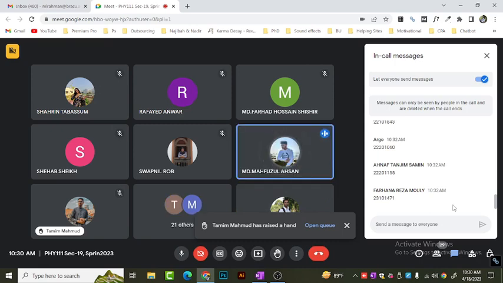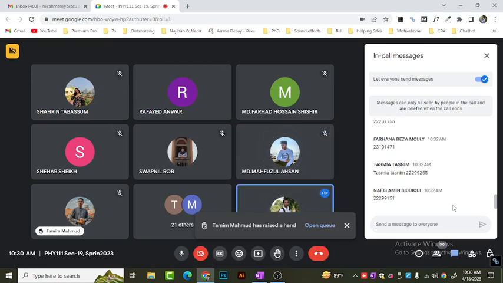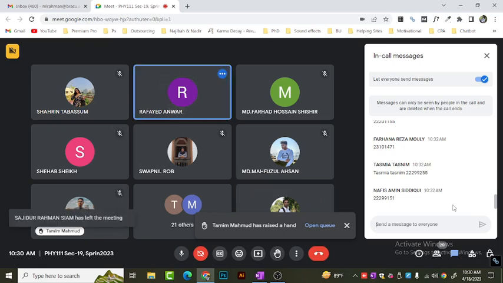Only the linear momentum and collision. So, sir, entire chapter 9? Yeah, entire chapter 9 exactly.